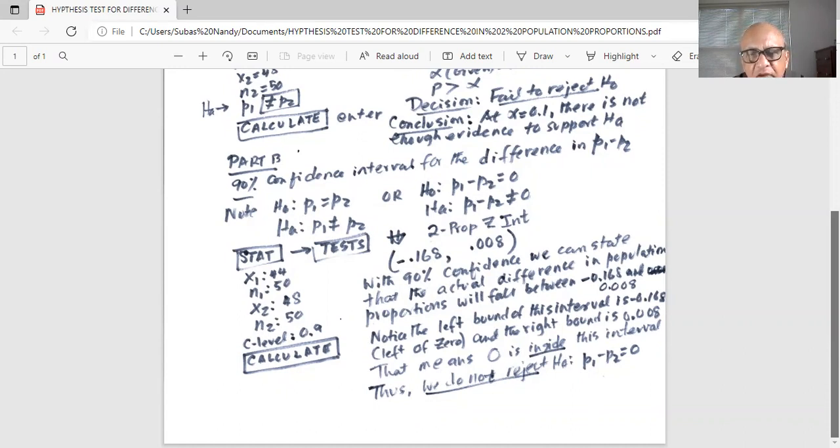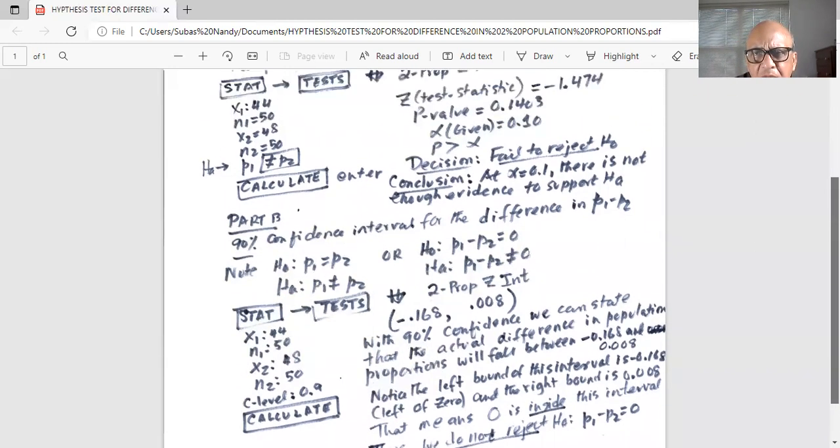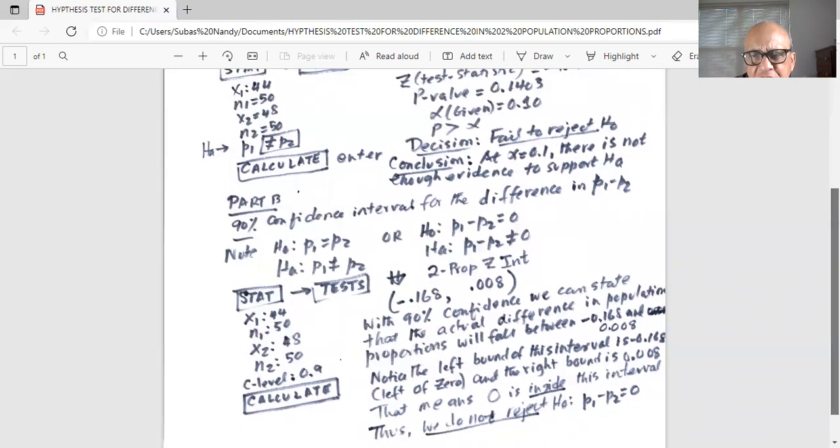Notice the left bound of the interval is minus 0.168. That is on the left of 0. Whereas the right bound is 0.008, which is on the right side of 0. This means that 0 is inside the interval. Thus, we do not reject H0, which says P1 minus P2 equal to 0. This is because 0 is inside the interval. The same conclusion that we reached in part A by doing the hypothesis test.